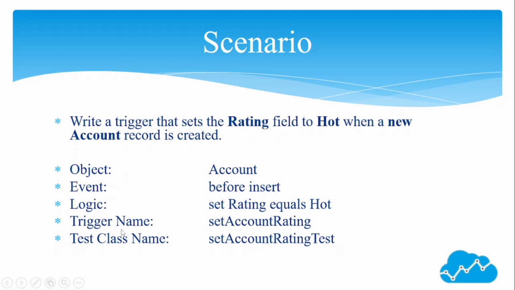Then there is the trigger name. While writing the trigger, first we have to provide the trigger name. Here in this case we are taking SetAccountRating as our trigger name. Then, as a best practice, we have to write the test class as well. The test class name for this trigger is SetAccountRatingTest.